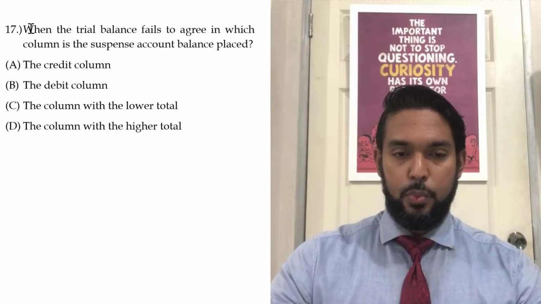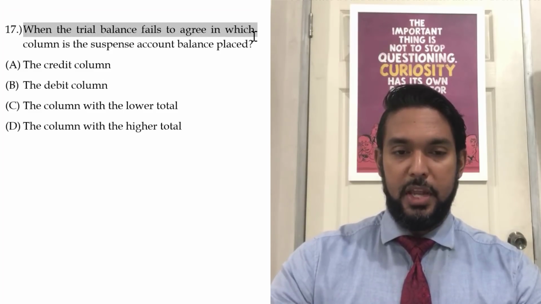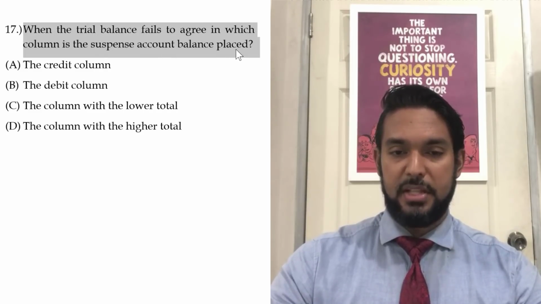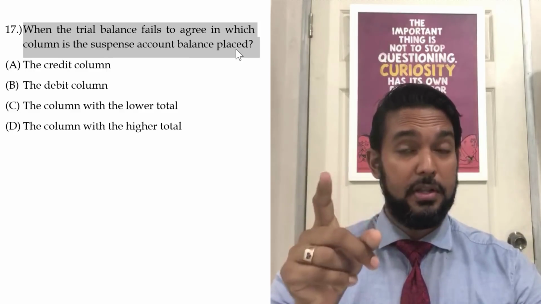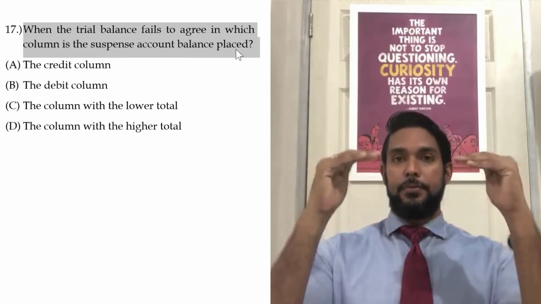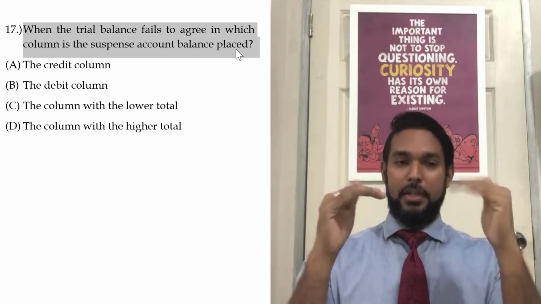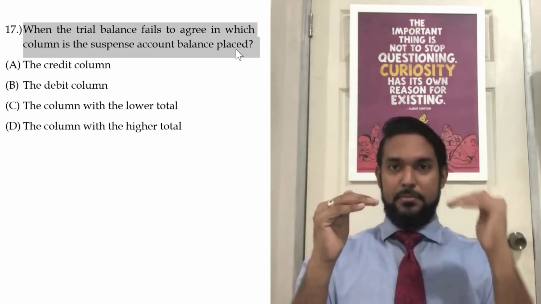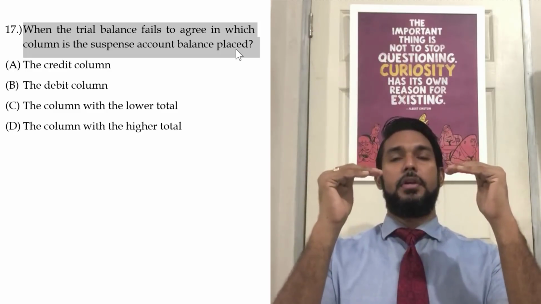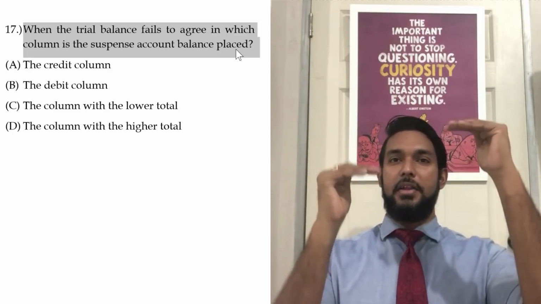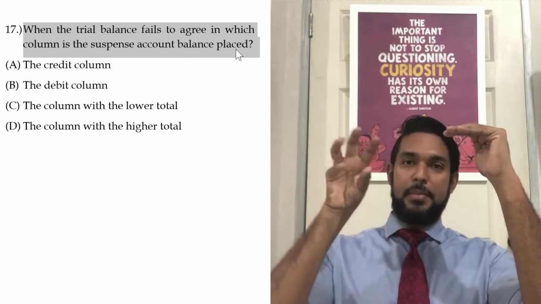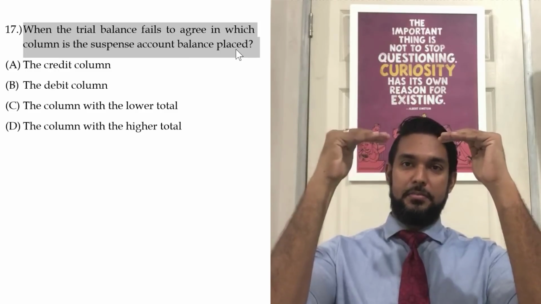Number 17. When the trial balance fails to agree, in which column is the suspense account balance placed? Well, if you read the handout, you would know it depends. If you're trying to figure out which side is your debit, which side is your credit, I know which side is mine. All right, let's go with mine. So debit, credit. If your debit side is higher than your credit side, you're going to have to put a balance on the credit side to increase it.